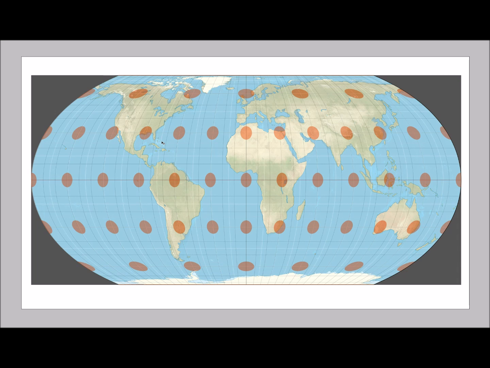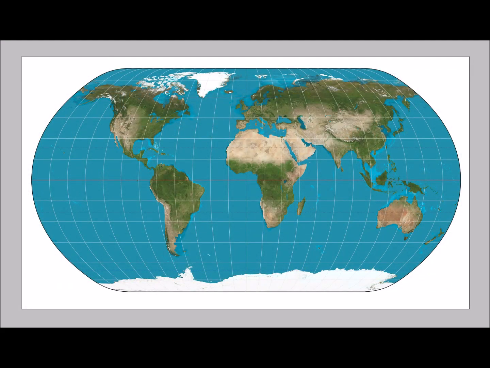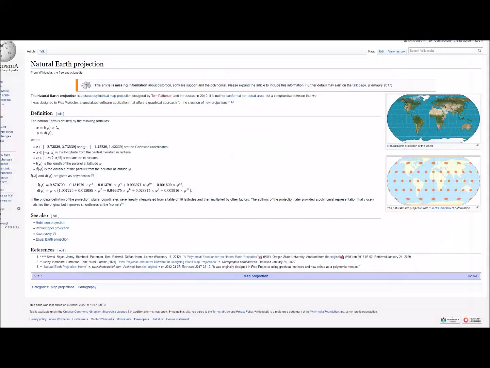But now let's look at one more that I find quite interesting. It's called the Natural Earth Map, and it was created by Tom Patterson some 5 years before in 2012. It's neither equal area nor shape accurate. It's a compromise. This is the Natural Earth Map, and we don't need to spend a whole lot of time on it. There is a Wikipedia page, which I'll show you here. This here is the Wikipedia page for the Natural Earth projection.